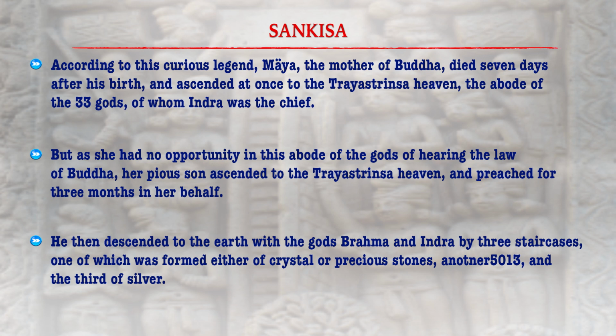He then descended to the earth with the gods Brahma and Indra by three staircases, one of which was formed either of crystal or pieces of stone, another of gold, and the third one was made of silver.